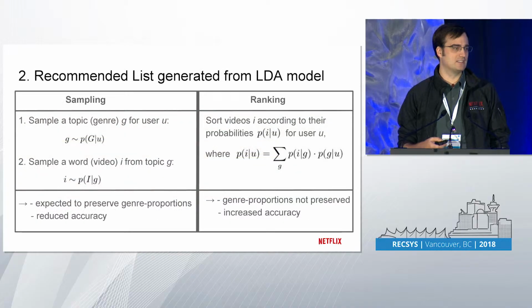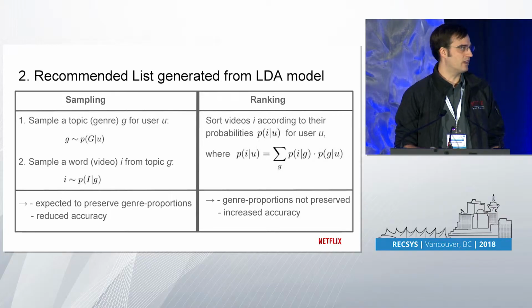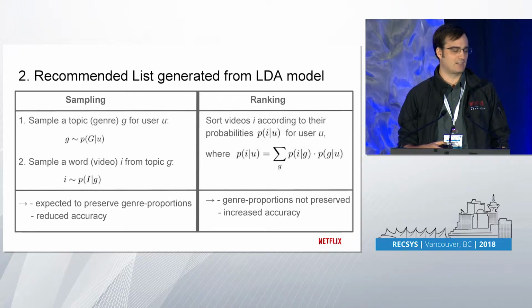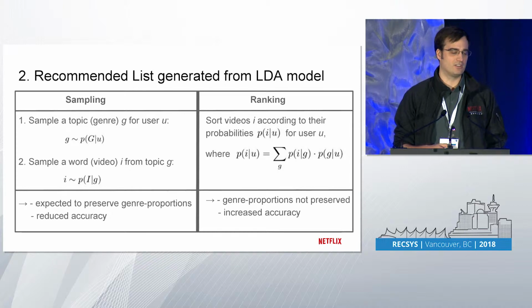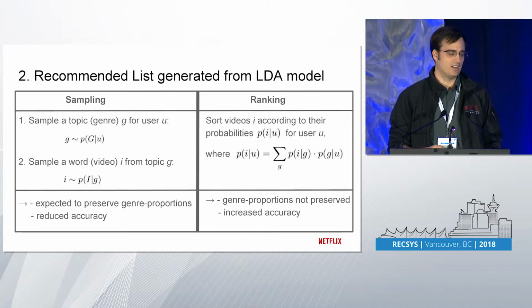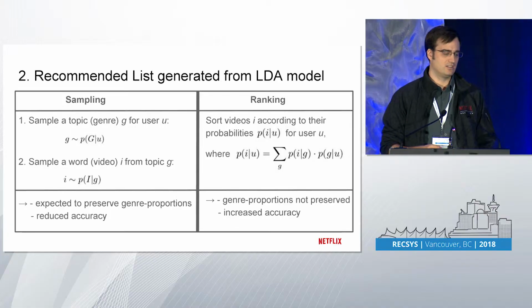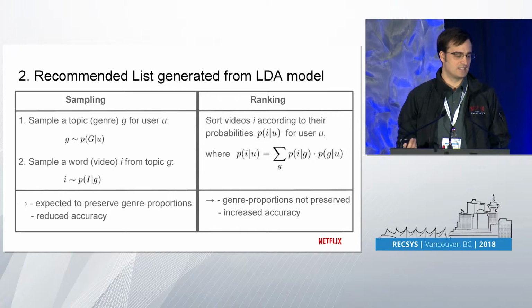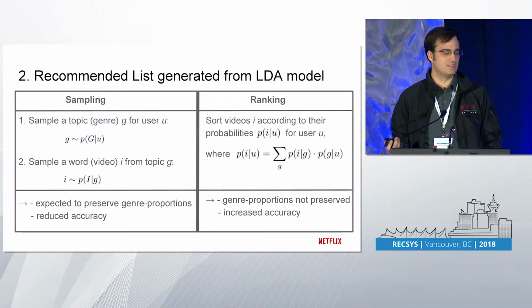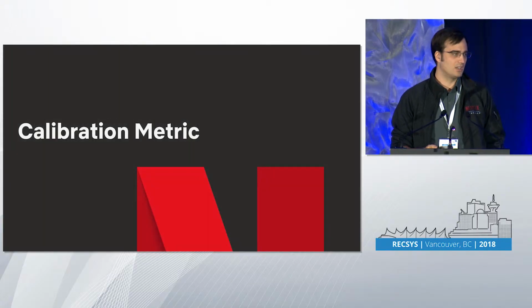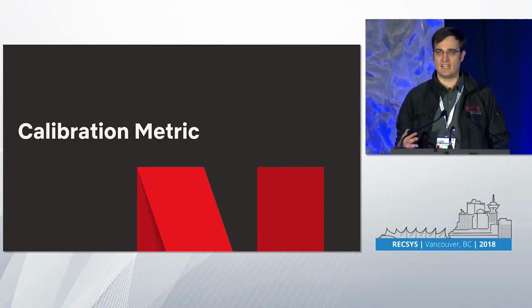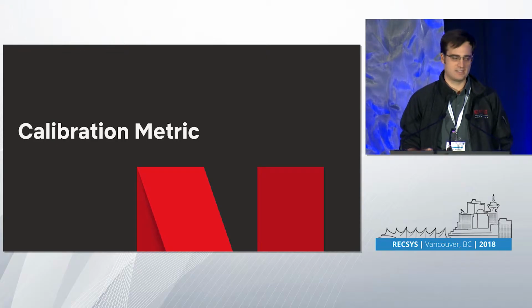But what typically happens is that, like in the binary classification case, you don't end up wanting to do the sampling because that doesn't give you as good accuracy as if instead you rank the recommendations from an LDA model using the actual probability for each item given the user, by marginalizing over all the genres in the user's interest. And so this gives you increased accuracy, but then in doing so, you don't have the calibrated genre proportions anymore. So this type of problem can happen with a lot of different types of models, even ones that have latent factors or try to model these distributions inside.